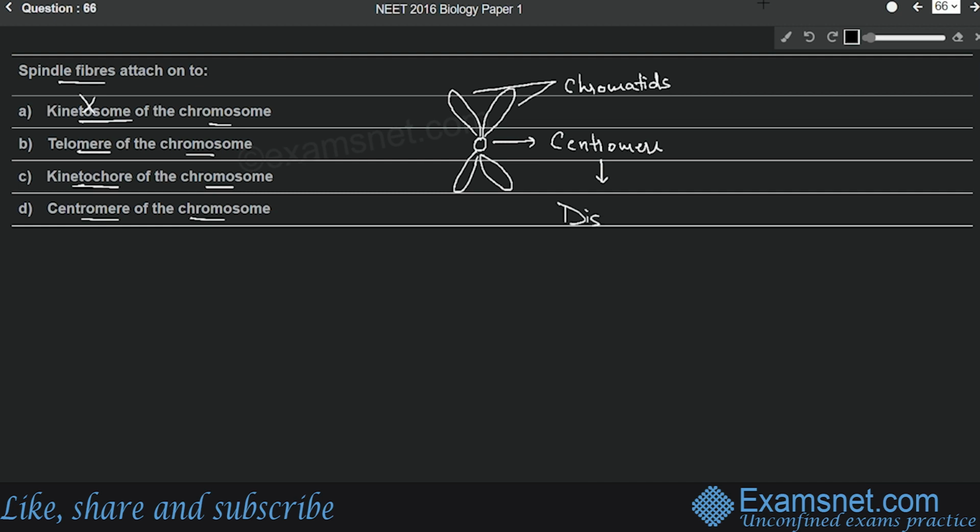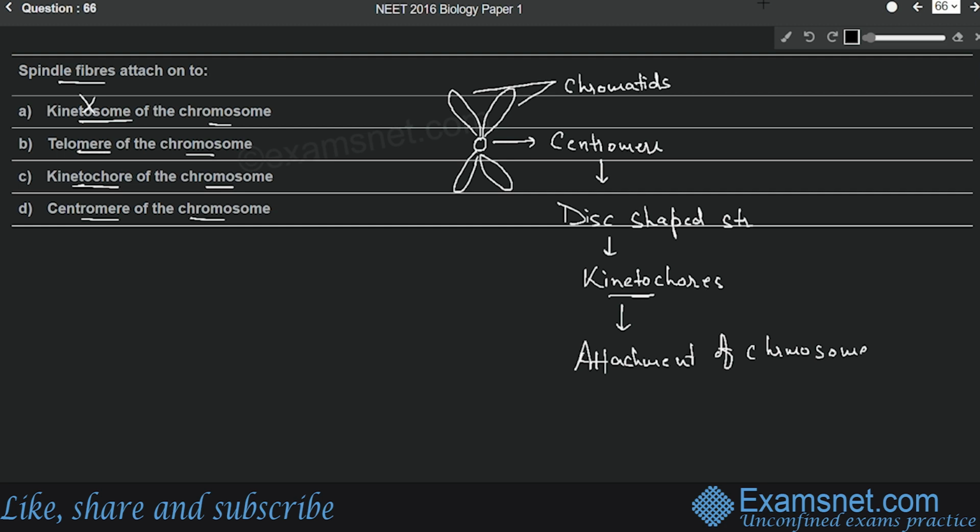Okay, disc-shaped structure known as kinetochores. That is kinetochores. Now this kinetochore helps in the attachment of chromosome to the spindle fibers. Okay, attachment of chromosome and spindle fibers. So the correct answer will be option number C, that is kinetochore of the chromosome.